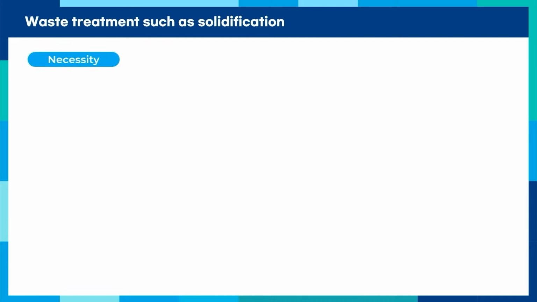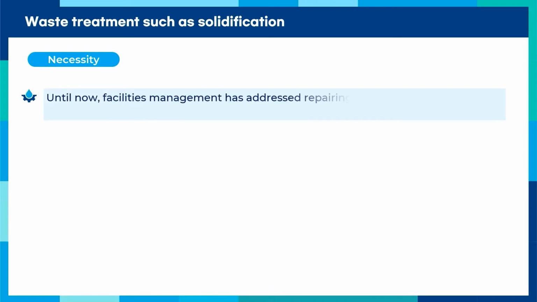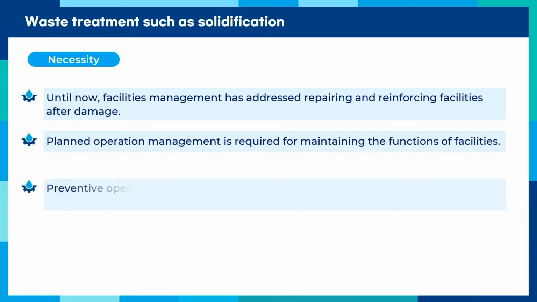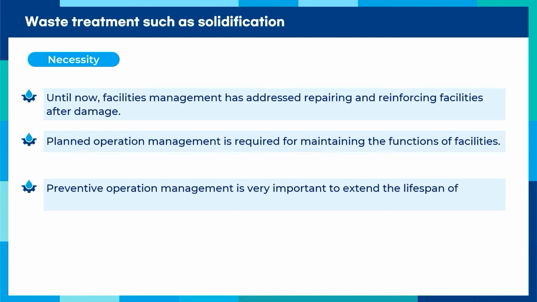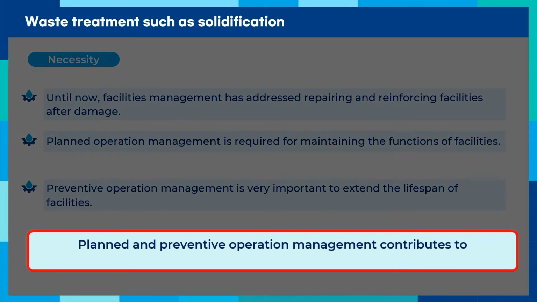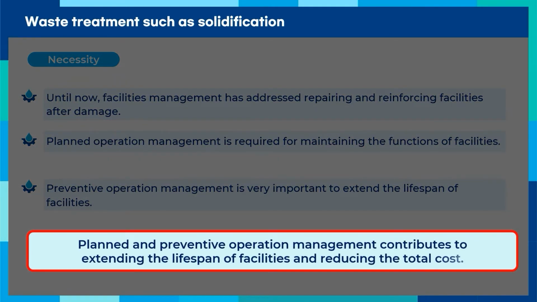These sewage treatment facilities require plant operational management. So far, wastewater treatment facilities in Korea have been repaired and improved when damaged. However, plant operational management of facilities is required to maintain facility functionality, and preventative operational maintenance is very important for extending facility lifespan. Finally, planned preventative operational management contributes to extending facility lifespan and decreasing total operation and management expenses.